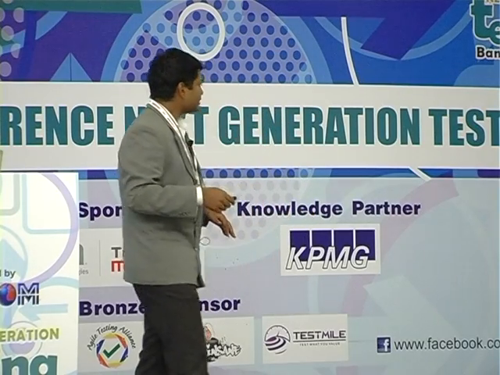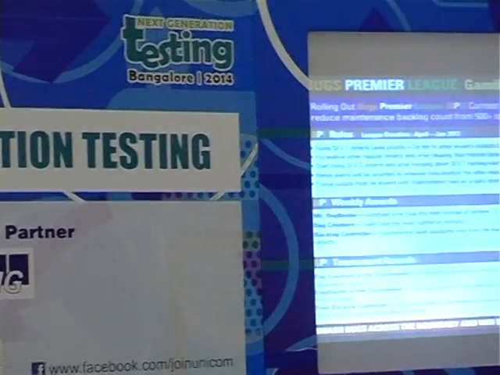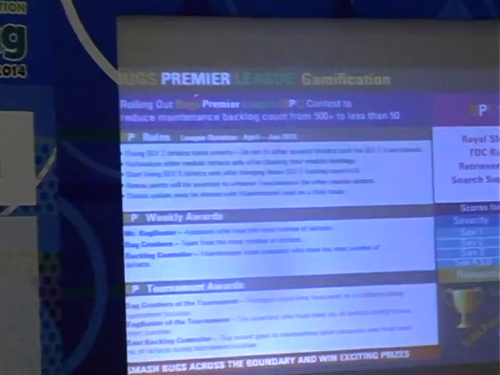Hundreds of significant fixes were made, and it was quite a good amount of testing which went into it. This would not have been accomplished otherwise. So this is from our own Cognizant. What they conducted is a Bug Premier League. They came up with the Bug Premier League to reduce the number of Sev2.